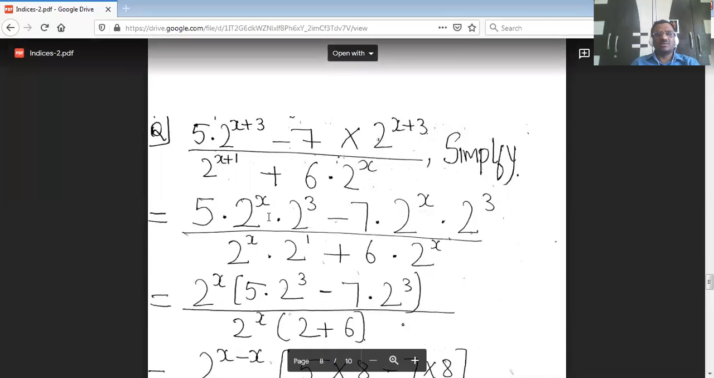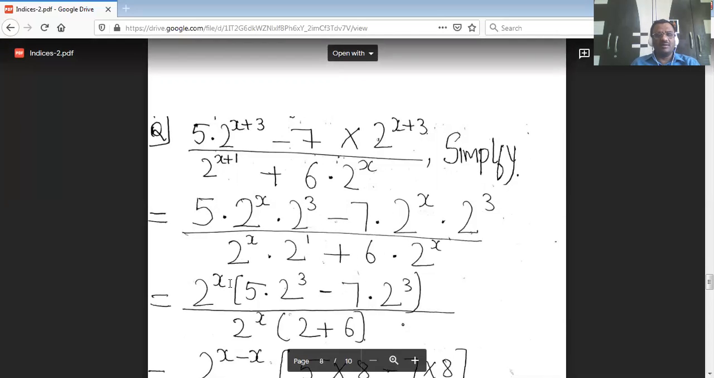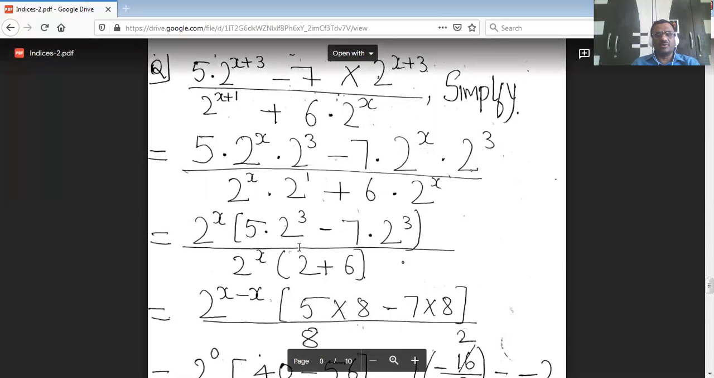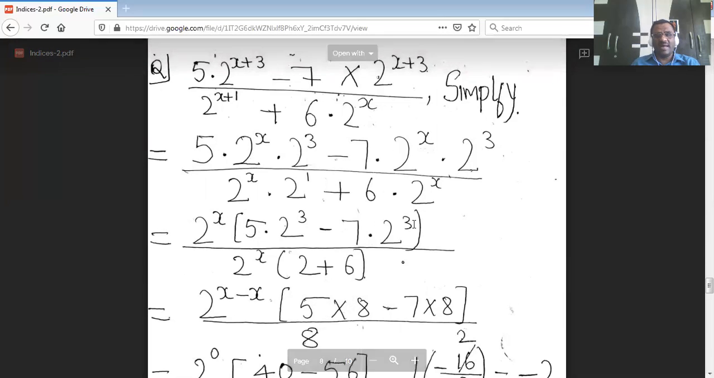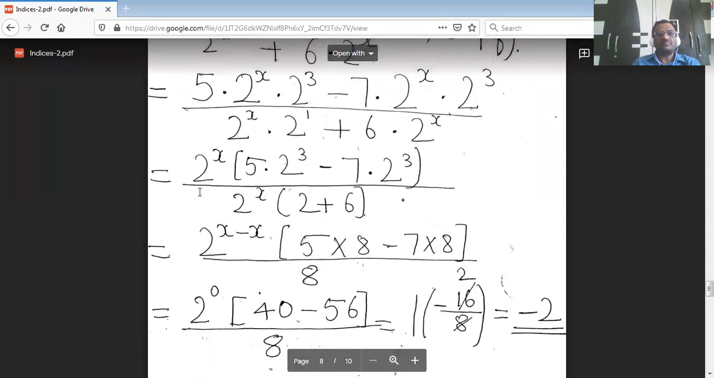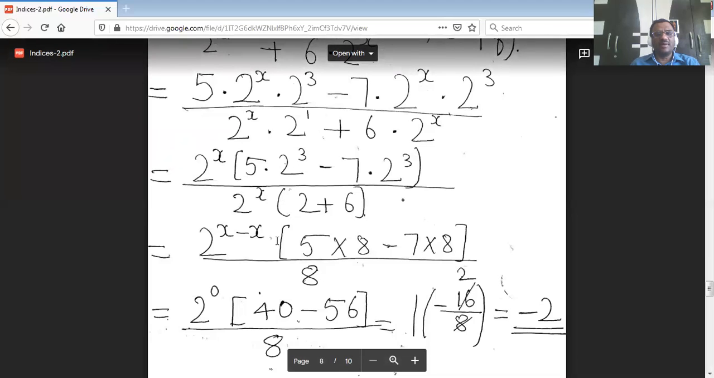Now look at this. Here 2 power x is common throughout. 2 power x and 2 power 3 both are common. Here in the beginning we have taken 2 power x as common. Now if you say 2 power x is common, 5 into 2 power 3 minus 7 into 2 power 3. This is 8, 5 8s are 40, minus 7 8s are 56. 2 power x and 2 power x.